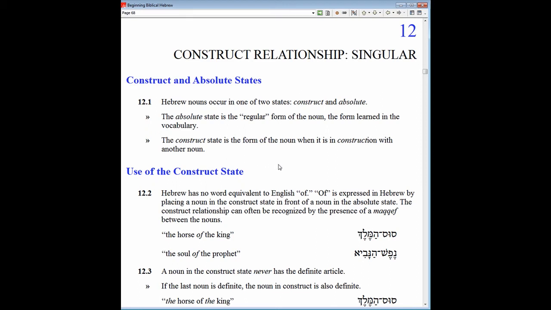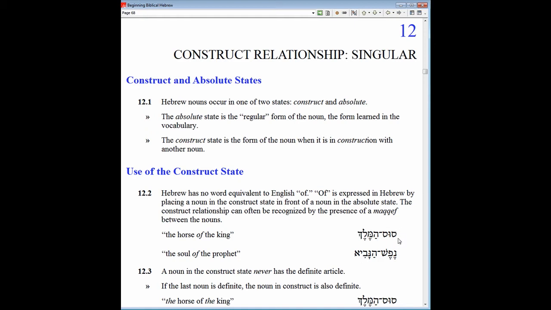The construct relationship is about, if we go down right here, whenever you see two nouns right next to each other, whether they're joined with a maqqef, and if they're joined with a maqqef, you know they're in construct. That's part of what the maqqef is for. But even without it, when you have two nouns right in a row, 9 times out of 10, even more than 9 times out of 10, you're going to have a construct relationship, what I like to refer to as an X of Y relationship.